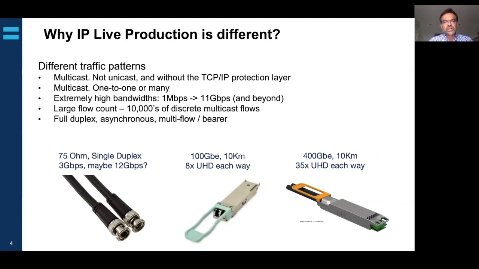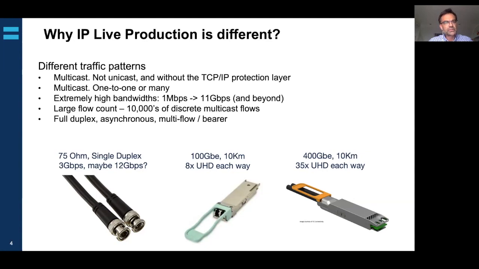I want to very quickly cover why is live production different, why is IP live production different from IP enterprise? That's what I'm trying to get to here. What is it that's special about the way we're using IP when we're talking about live production rather than connecting to a printer or running a cloud data center? It's really about different traffic patterns.